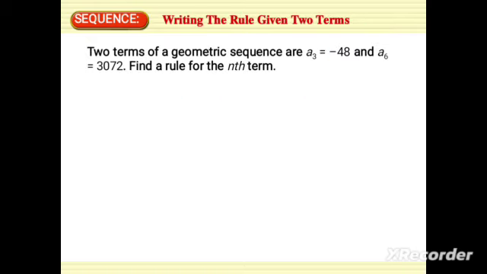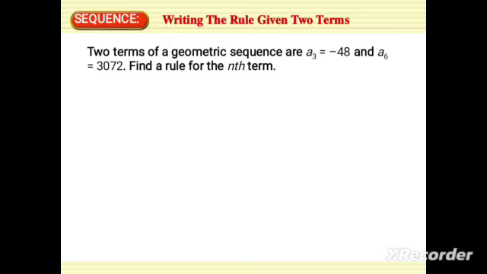So let's move to this other question where we are going to write the rule given two terms of a sequence. The question is, two terms of a geometric sequence are: the third term is equal to -48, and the sixth term is equal to 3072.